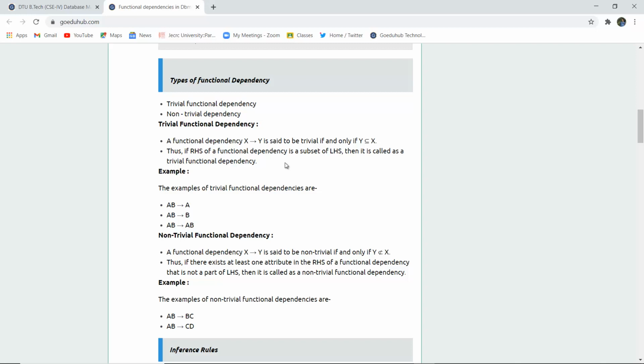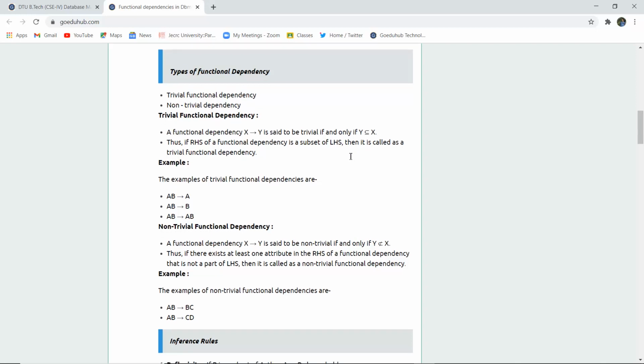Now, to begin with, trivial functional dependency. A functional dependency X to Y is said to be trivial if and only if Y is a subset of X. Thus, if the RHS of a functional dependency is a subset of the LHS, then it is called a trivial functional dependency. So these are the two characteristics by which a trivial functional dependency can be identified. It is trivial if Y is a subset of X, that is, if the RHS is a subset of the LHS.